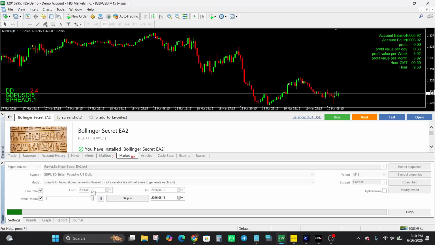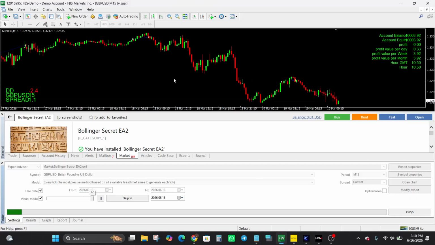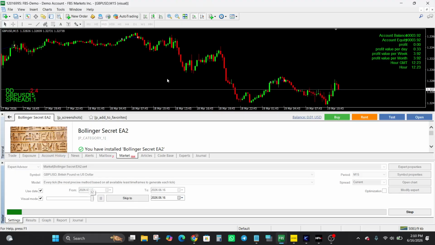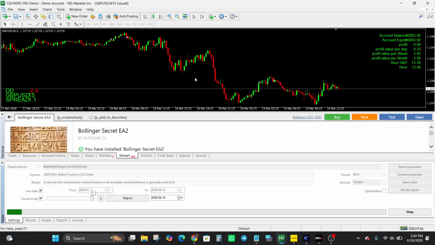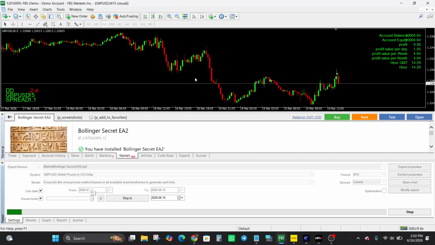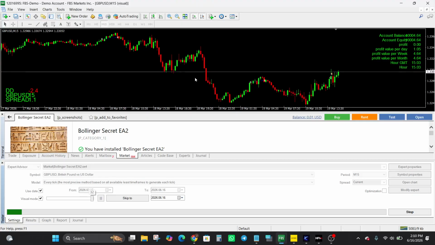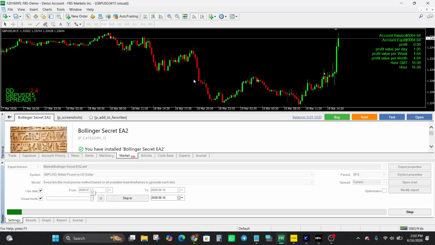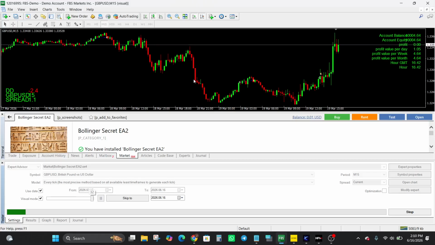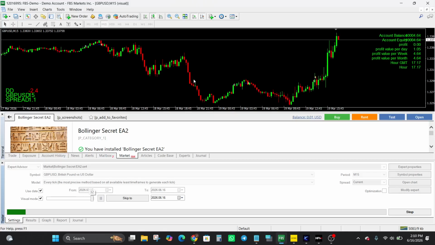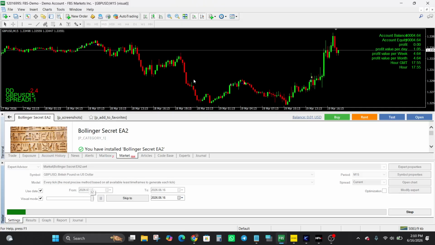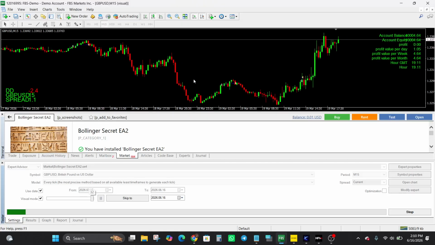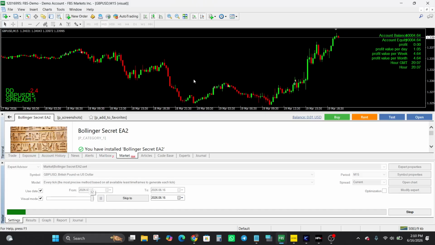Overall, the Bollinger Secret EA2 is an MT4 expert advisor built around Bollinger indicator-based trade logic with trailing stop-driven profit management and a focus on GBP USD, GBP JPY, and GBP AUD on the M15 time frame. So if you are interested in this type of automated approach, make sure to thoroughly test and optimize the EA yourself so you can determine whether it aligns with your own trading objectives and risk tolerance.